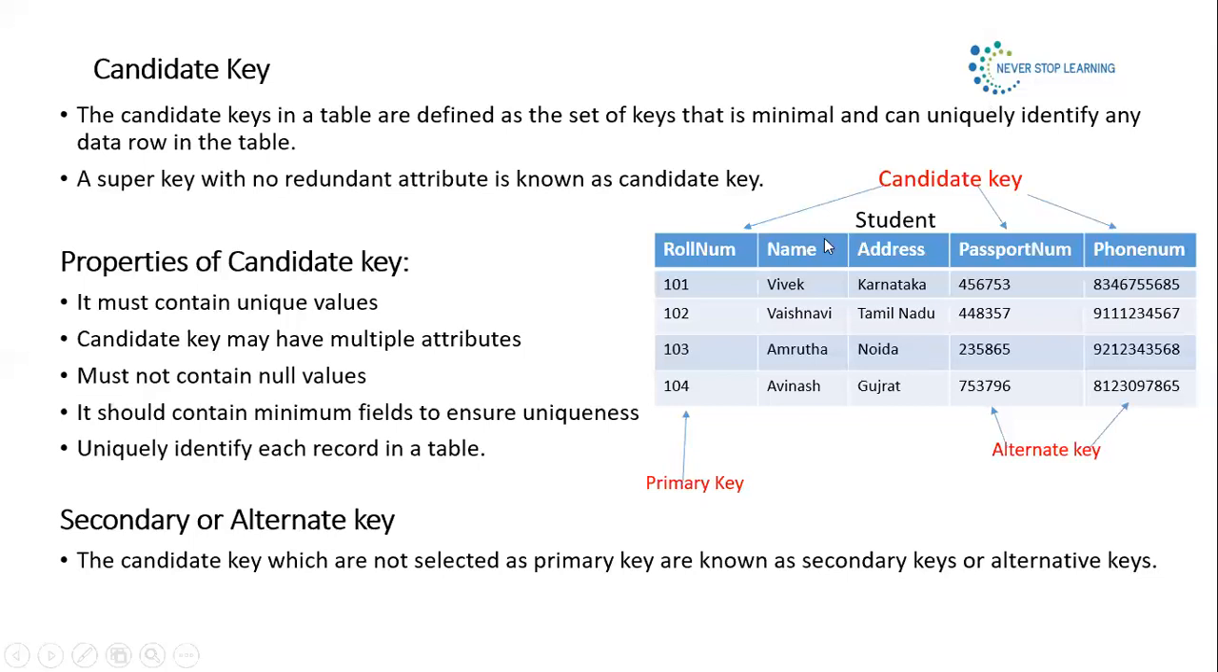Okay, so if you can see this student table, roll number, passport number and phone number we can take as candidate keys. Now again, only one primary key is allowed. So it's your wish. Here I am taking roll number as primary key. You can take passport number or phone number, anything as primary key also. Now another is secondary or alternate key. The candidate keys which are not selected as primary key are known as secondary or alternate keys. So here in this table, three candidate keys are there and I selected roll number as primary key. So the other two, passport number and phone number, will be called alternate or secondary keys.